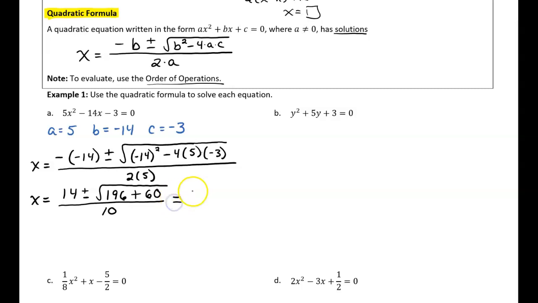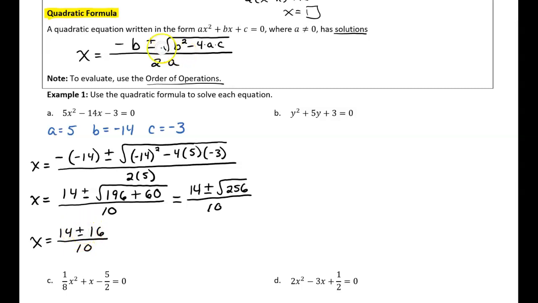And we can keep going. I'm going to have 14 plus or minus, we'll keep that going there. 196 plus 60 is 256, divided by the 10. So now I have 14 plus or minus. Well, in my calculator, I can do the square root of 256, and that square root is a nice 16 divided by the 10.